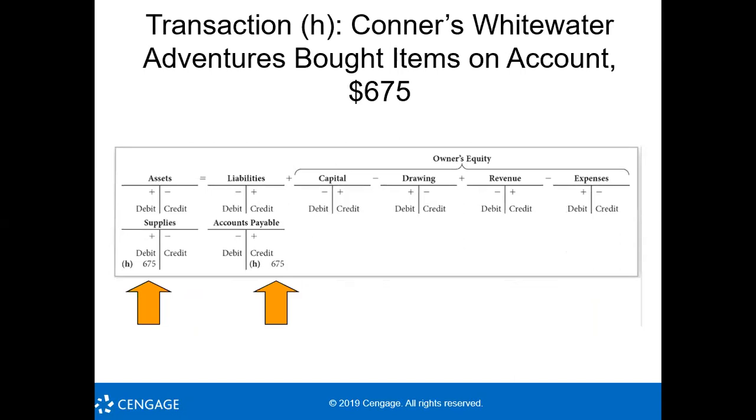All right, the next one, Connor's Whitewater Adventures bought items on account. Remember that on account means the same as on credit, essentially. We did not pay cash. We created a debt that we're going to have to pay off at a later date. So in this case, the items that we bought on account are supplies. So we see our supplies account going up, $675, but then we also owe for these now. So our debt, our liabilities are going up, $675. So we've got a debit to supplies, credit to accounts payable.